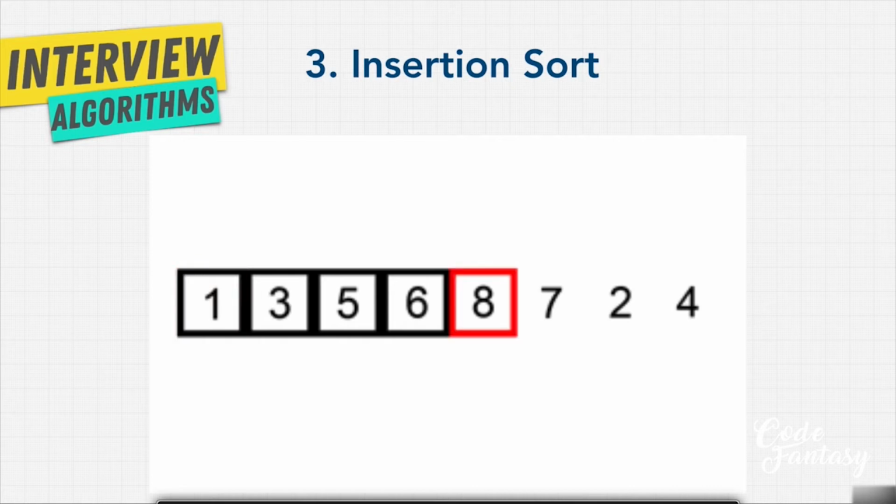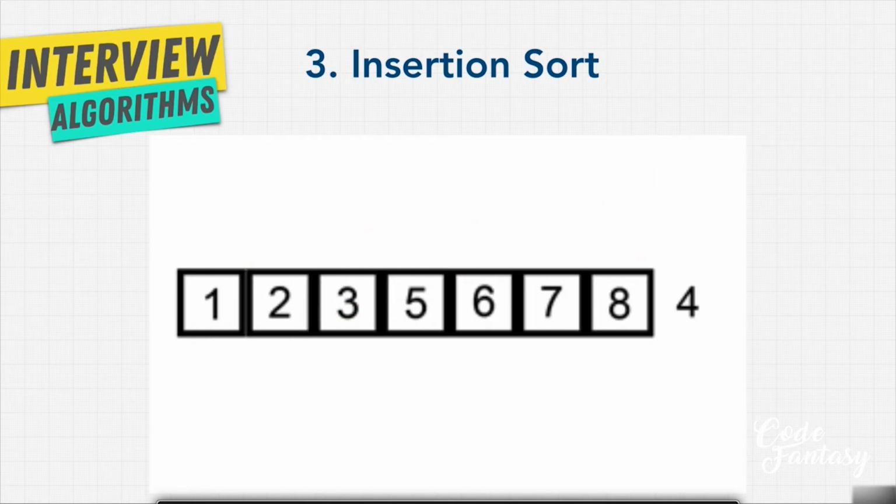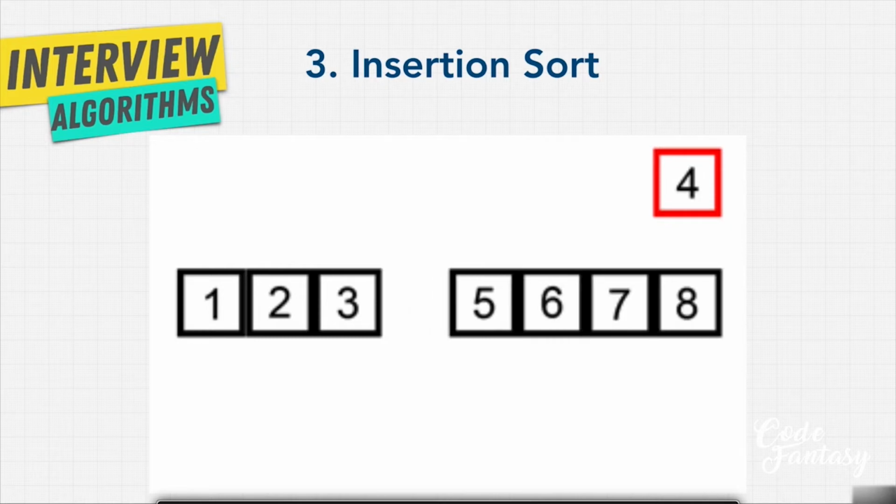We then look at 8. Well, 8 is larger than all those items, so let's just attach it to the end of that list. 7, well, goes between 6 and 8, so place it in there. 2, between 1 and 3, place it in there. And 4, place it between 3 and 5. And that's it.